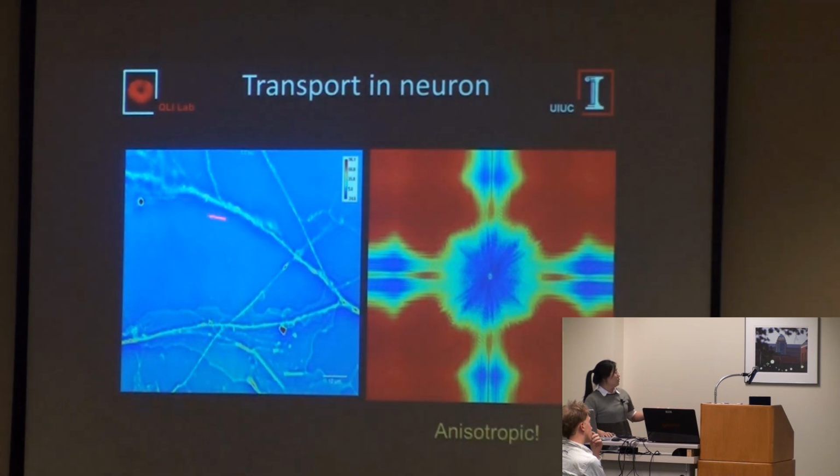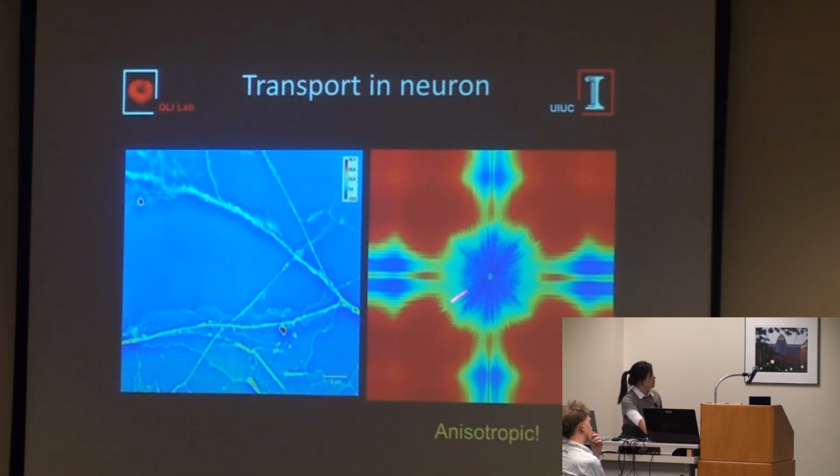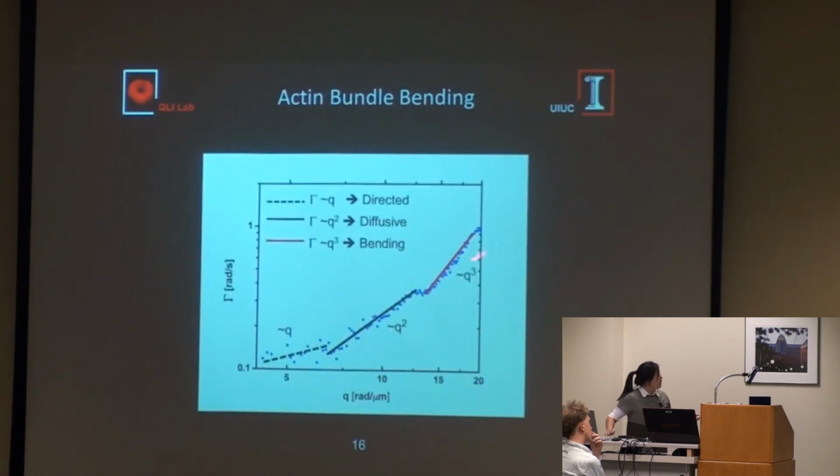And then this is our first movie, the neuron one, and we found that the dispersion map is not isotropic anymore. Also, at this very high Q region, we found the cubic polymer dependence, which is about the filopodia, the bending motion.